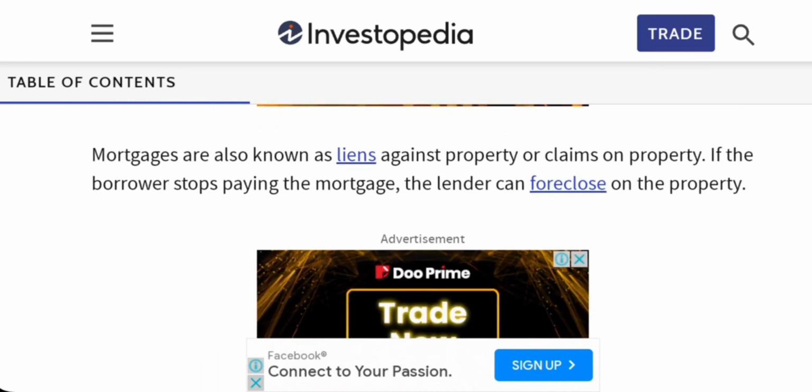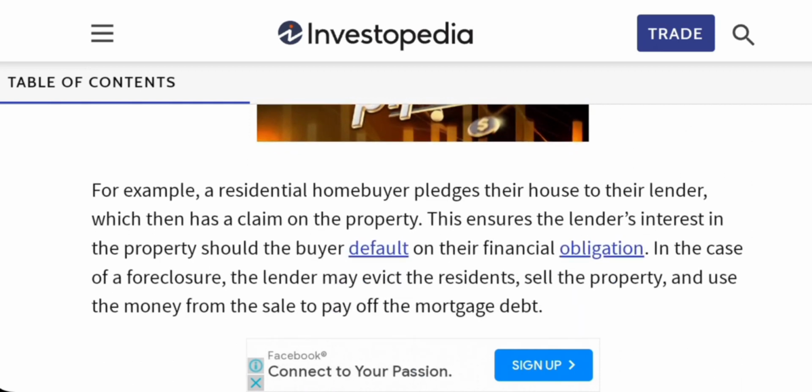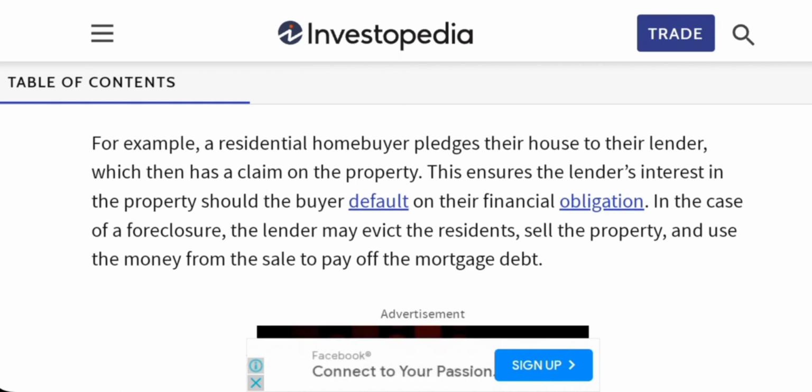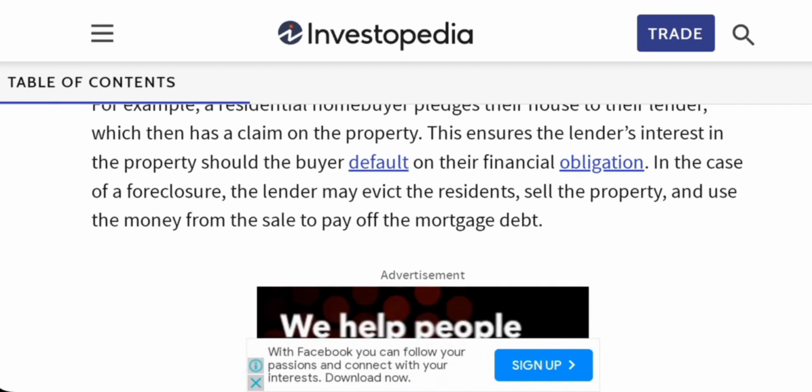Mortgages are also known as liens against property or claims on property. If the borrower stops paying the mortgage, the lender can foreclose on the property. For example, a residential home buyer pledges their house to their lender, which then has a claim on the property. This ensures the lender's interest in the property should the buyer default on their financial obligation. In the case of foreclosure, the lender may evict the resident, sell the property, and use the money from the sale to pay off the mortgage debt.